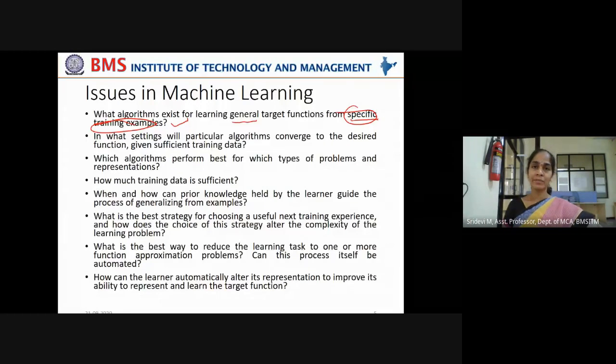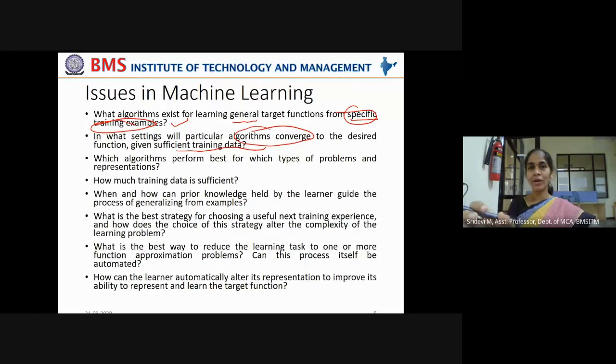So you're trying to find what algorithms exist for learning general target functions, and in what settings will particular algorithms converge to the desired function, given sufficient training data. Okay, sufficient training data is available. Now, what are the settings in which the algorithms converge? You know now what convergence is, right? No longer can the machine perform better than that.